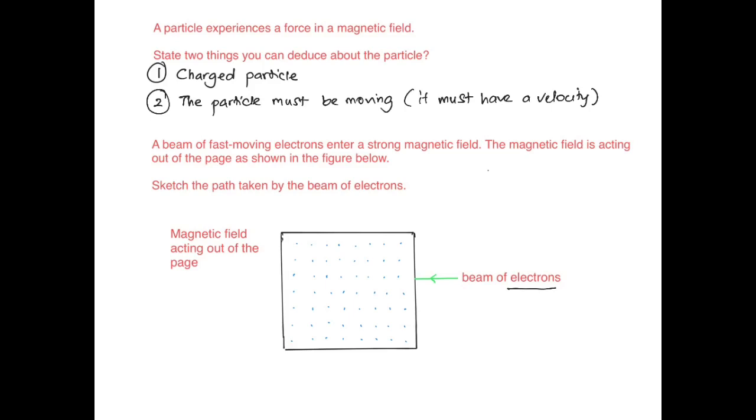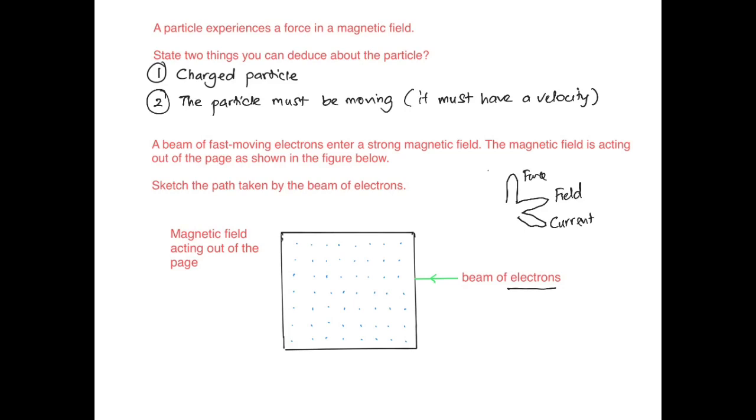Now, how do we deduce what is the direction of the force? We use Fleming's left hand rule. How do we use the left hand rule? The left hand rule is such that the thumb points in the direction of the magnetic force. The first finger gives you the direction of the field, and the second finger is used to give you the direction of the current.